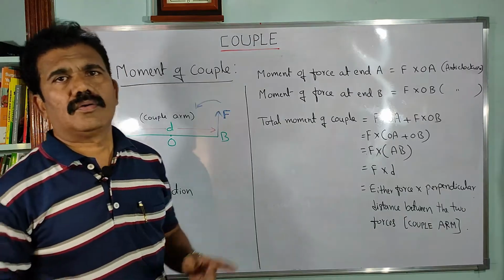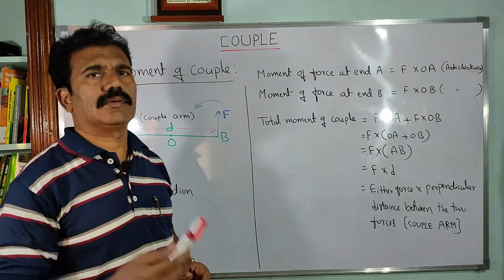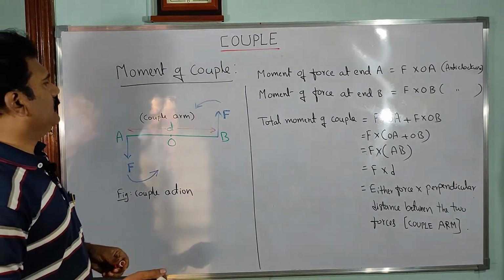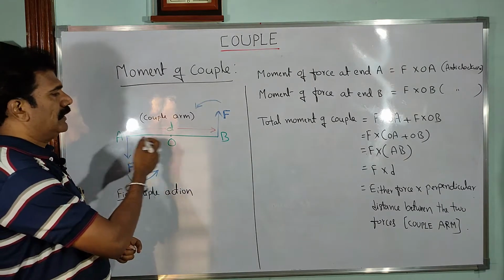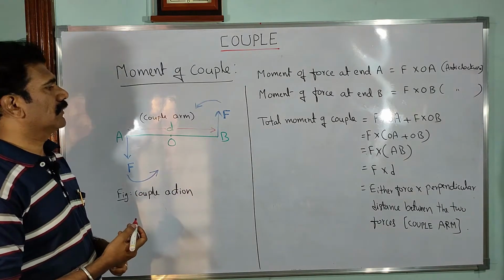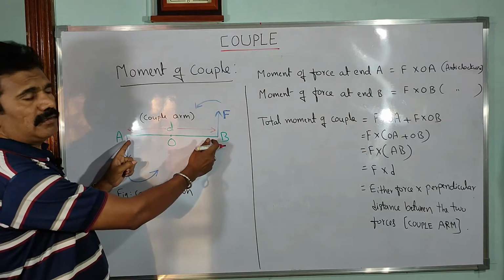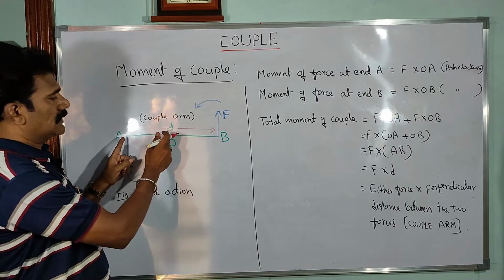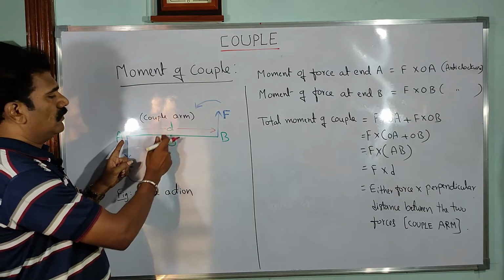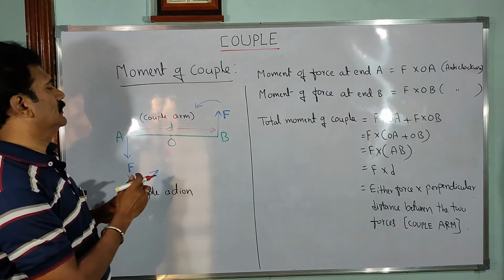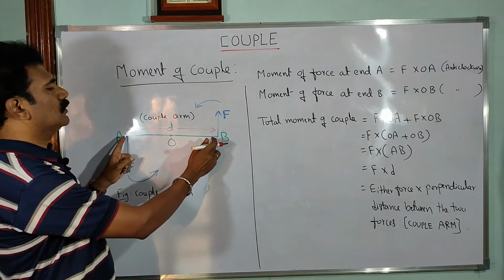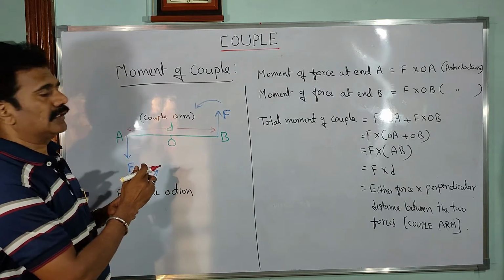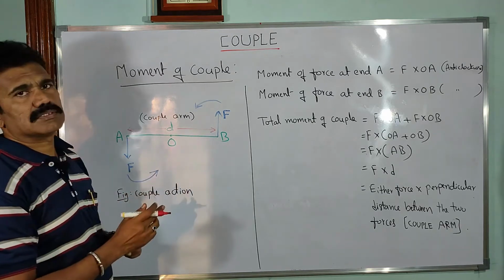Clear? Now the question is how to calculate the moment of a couple. Now look at this diagram. We are considering a simple diagram to calculate the moment of a couple. AB is a bar. It is pivoted at the point O, which is at the center of the bar AB. So O is considered as the pivot point. The distance between the two ends A and B is considered as D. We are applying the two forces at the points A and B.